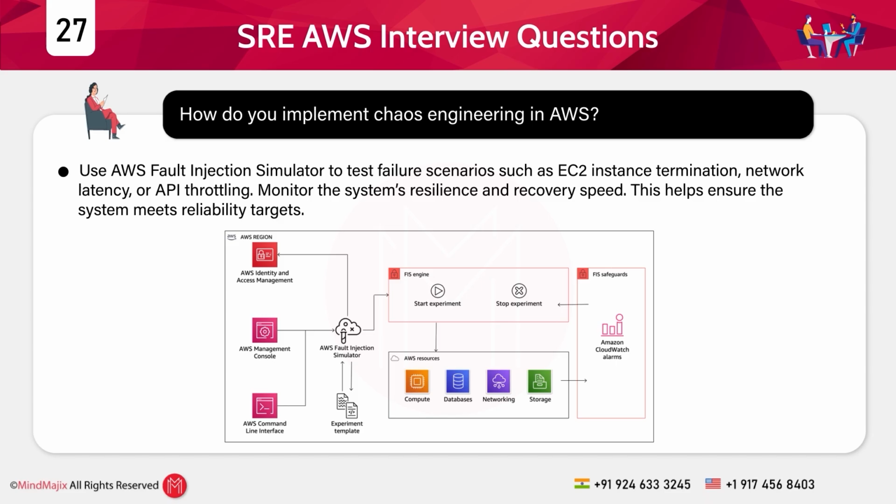So over time, regularly running chaos experiments helps ensure the system consistently meets its SLOs and remains resilient under unexpected conditions.